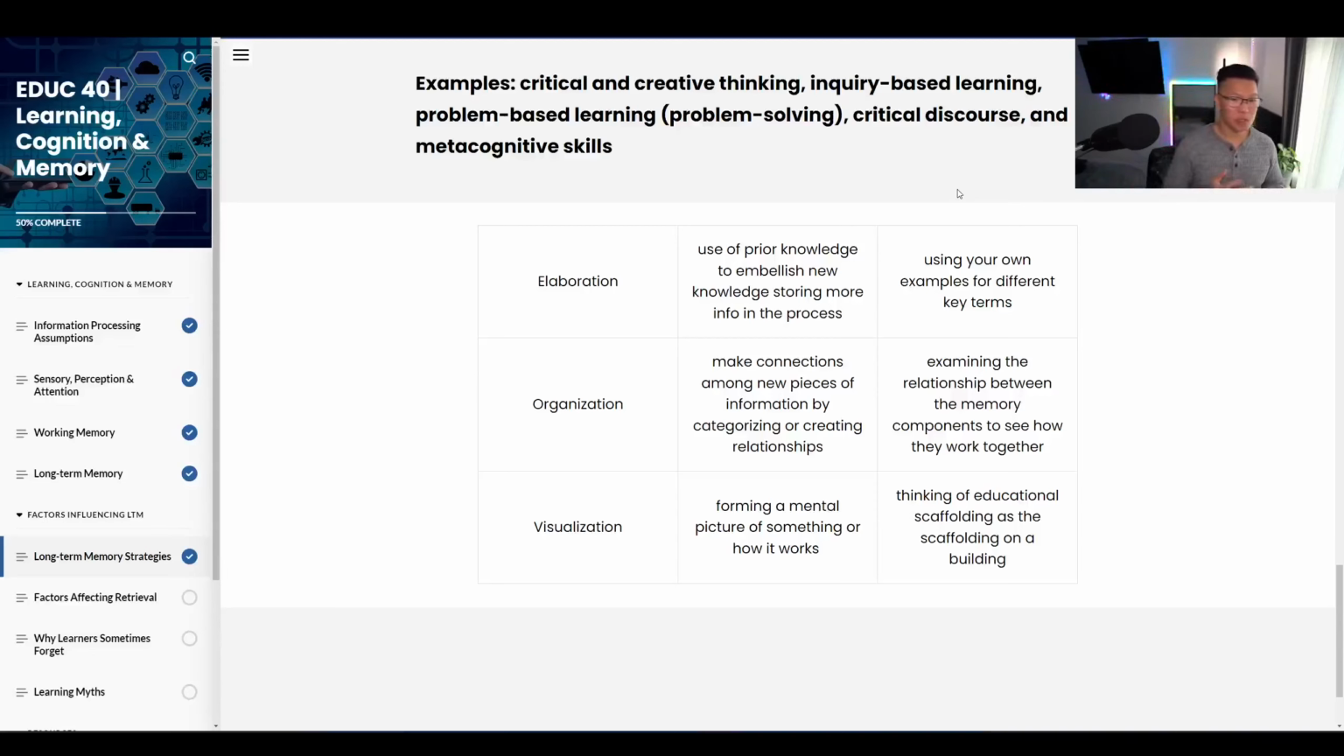Another way is visualization, like forming a mental picture of something or how it works. We can also do a journey map, or a concept map, where we have a big concept that then breaks out into these other micro concepts that are related to something that we're learning. Thinking of educational scaffolding, we talked about scaffolding with social constructivism and how your more knowledgeable other might break things down through a visual representation.